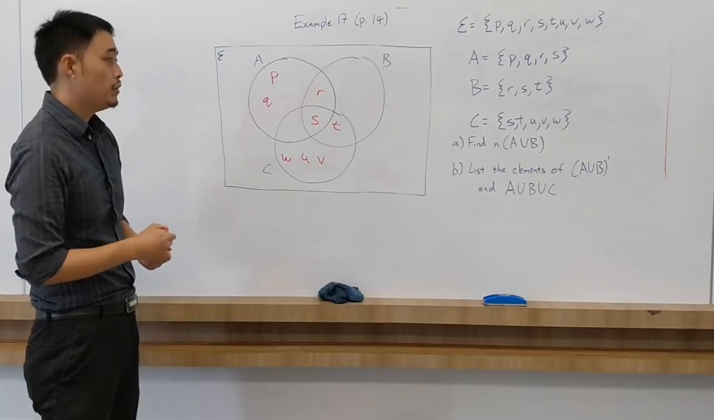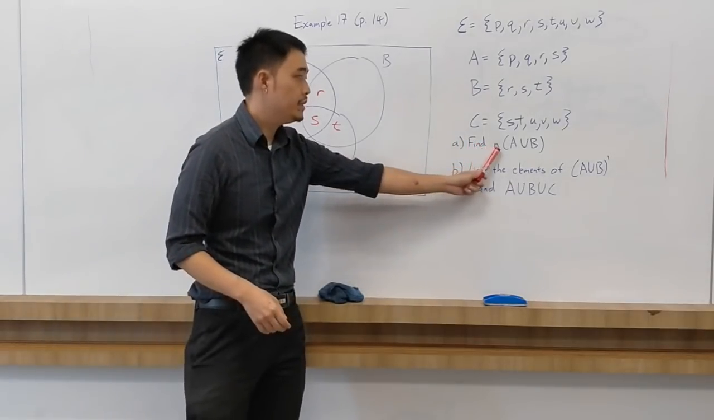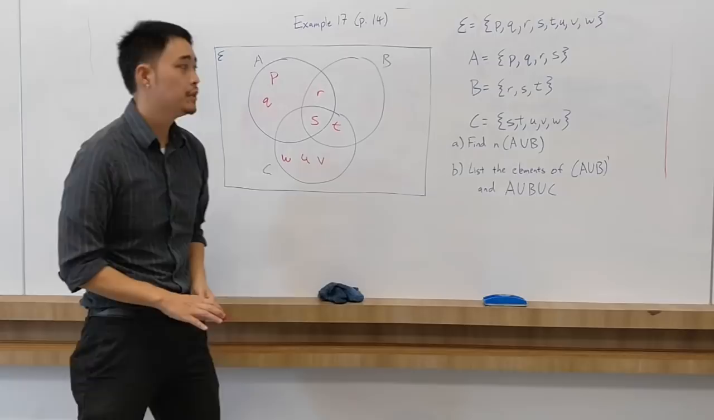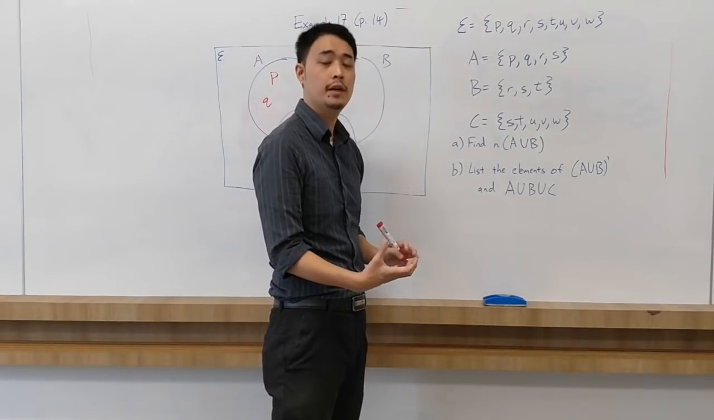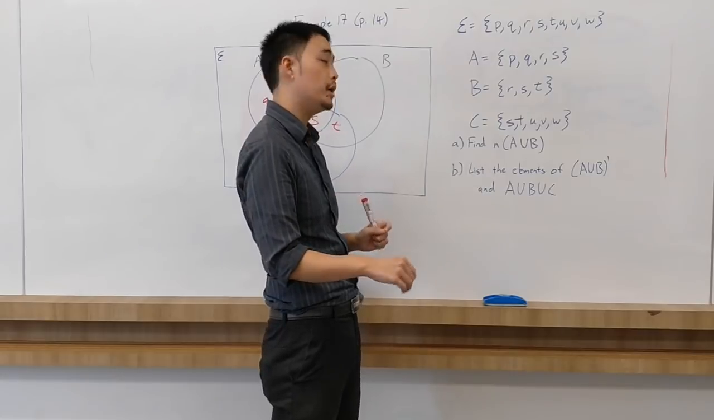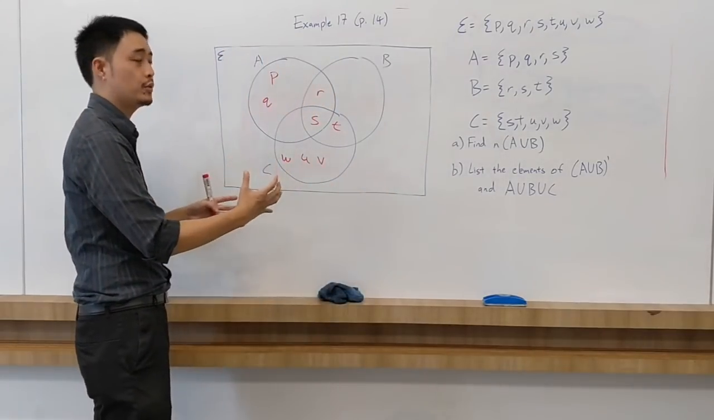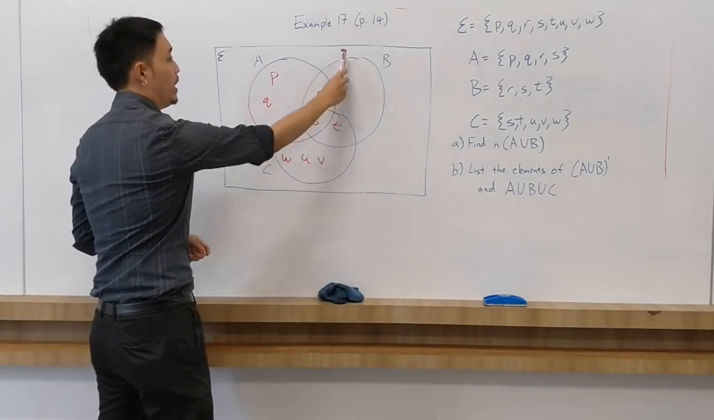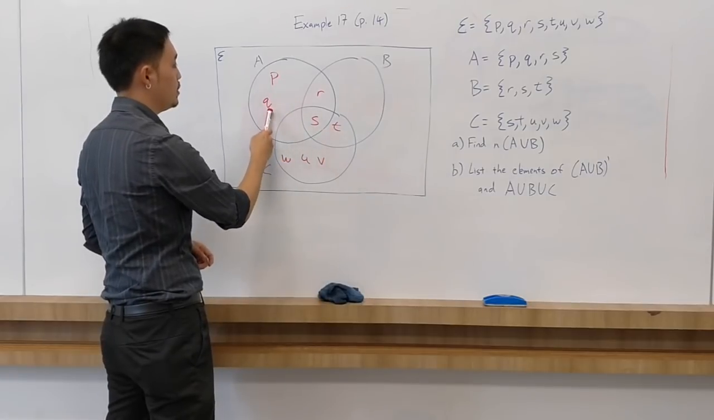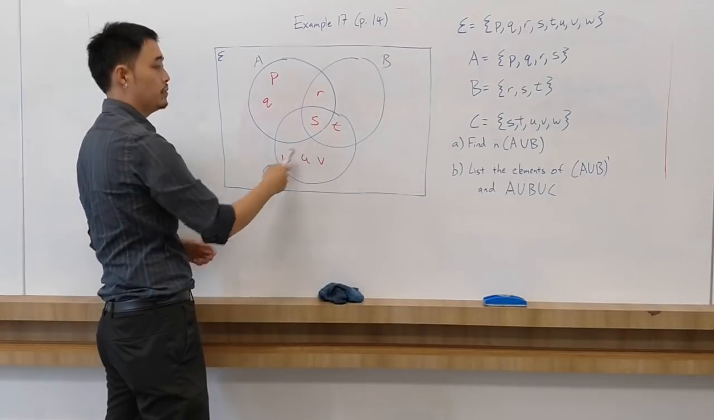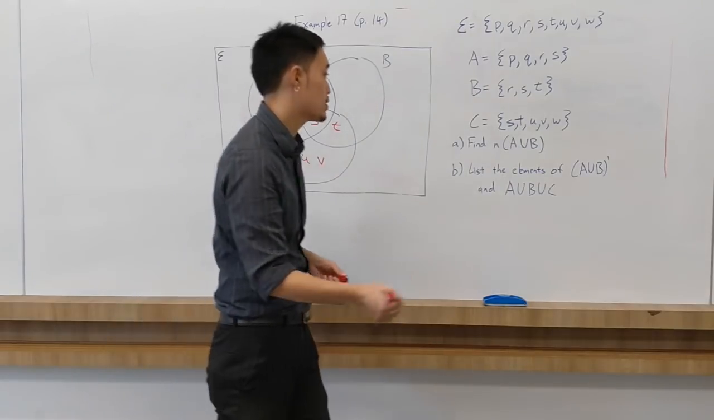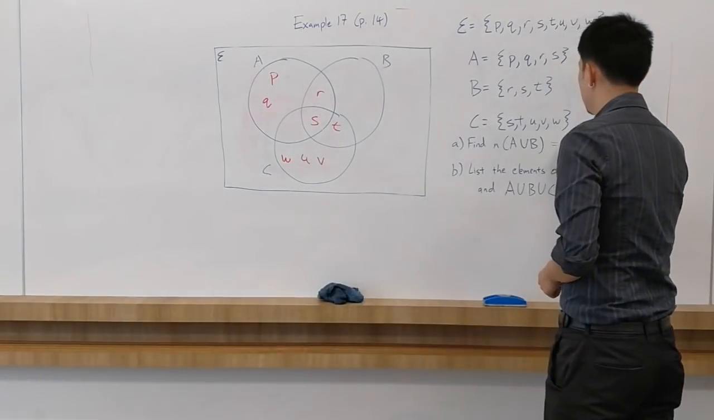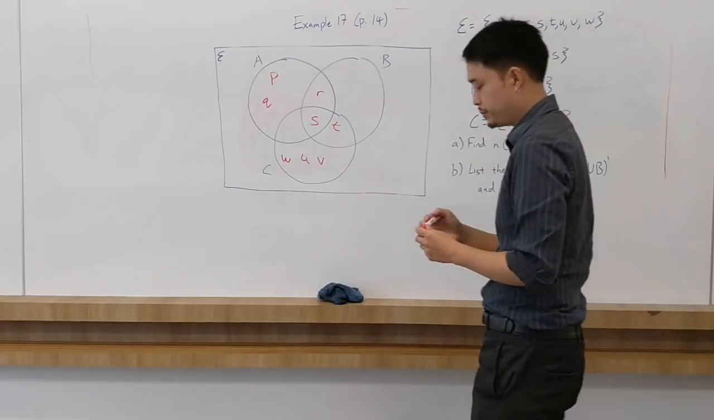So, in this example, first thing we want to find is the number of elements within A union B. Remember, N bracket means the number, right? Not what is in A union B, but the number of elements within it. So, what is in A or B? We have P, Q, R, S, T. That is 1, 2, 3, 4, 5 elements. So this should be 5. The answer is 5.